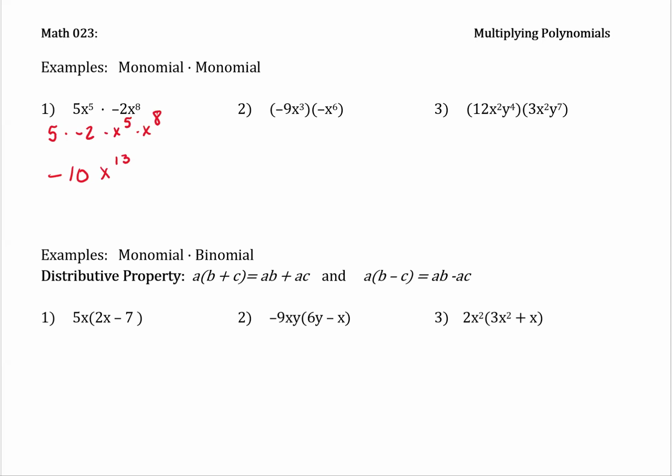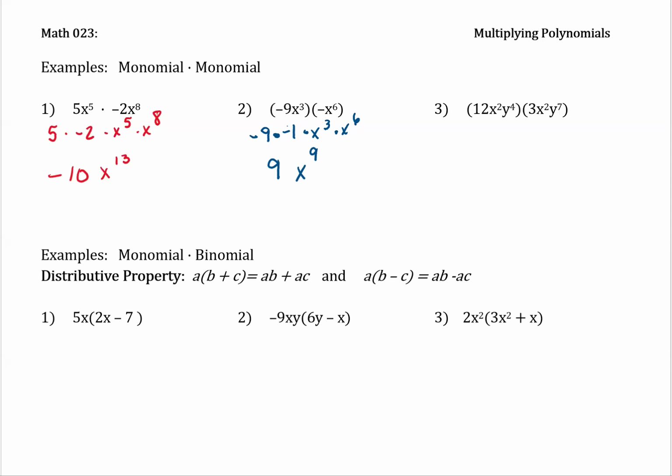Example 2, we're multiplying two monomials together. Again, if you want to write the coefficients first, negative 9 times a negative 1 is a positive 9. Same base multiplying, keep the base, add the exponents. 3 plus 6 is 9.